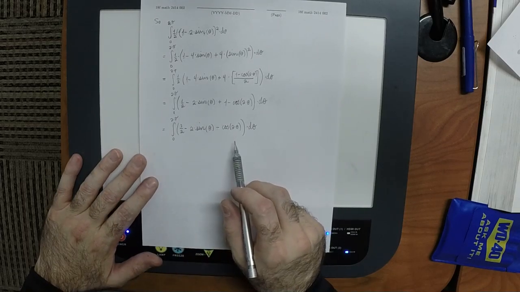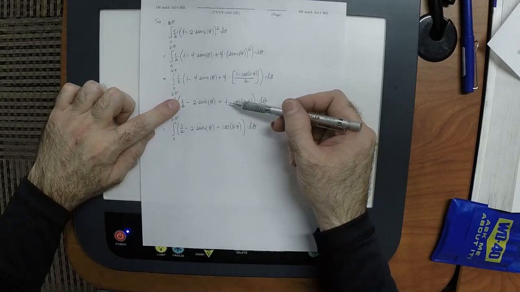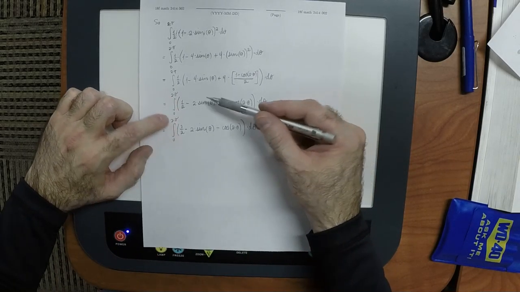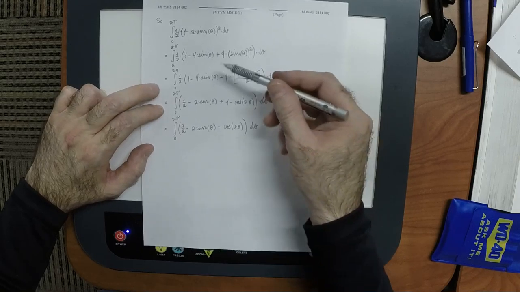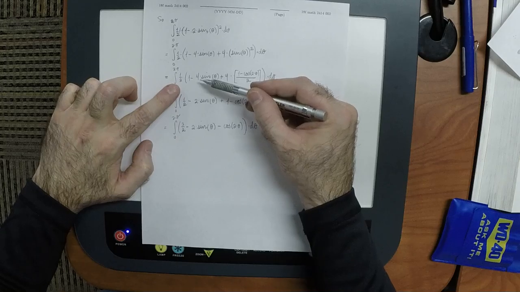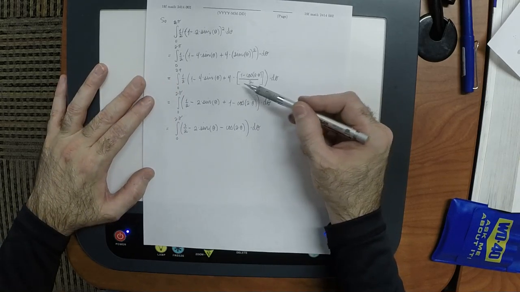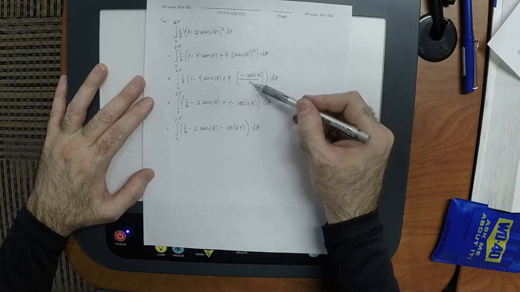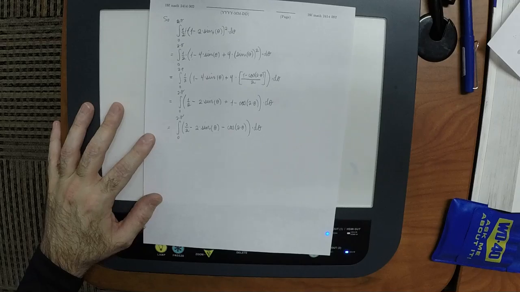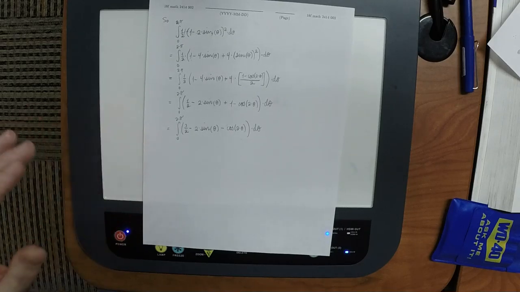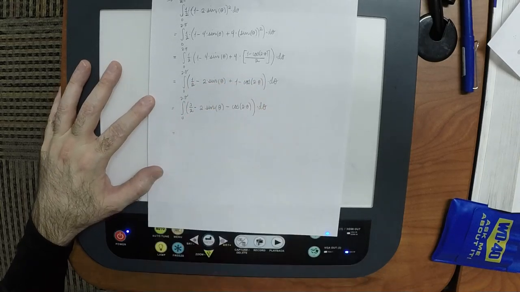Any question about getting there? Combining the 1 and the half gives 3 halves. That twice sine theta became twice because of the half and the 4. This is the double angle identity. That 4 got divided by 2 once and then again, so the 4 went away. Any questions about getting here? Okay, so now we need to anti-differentiate all these things. So the antiderivative of 3 halves is what?